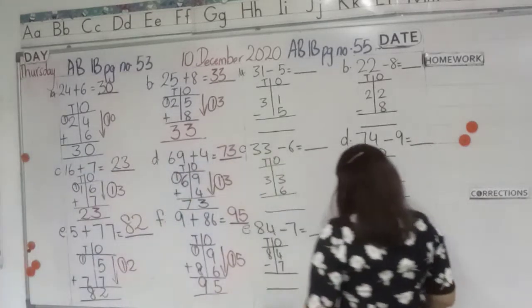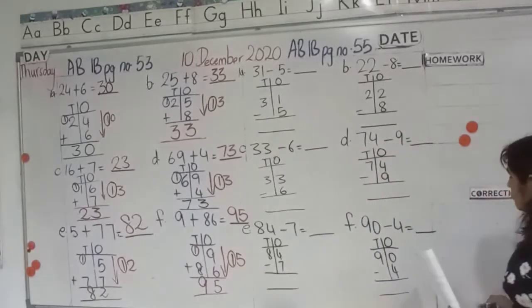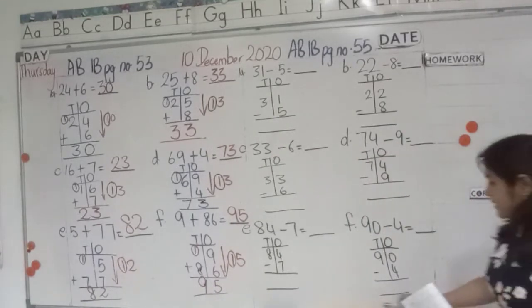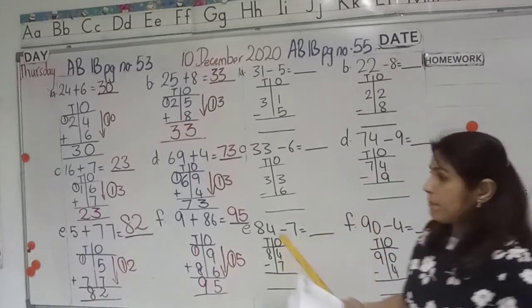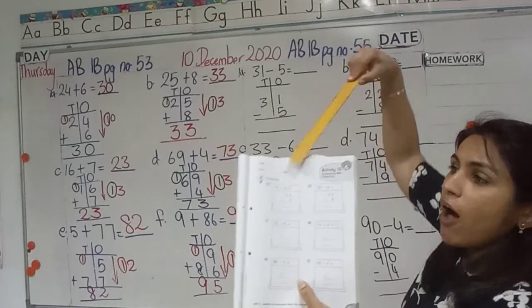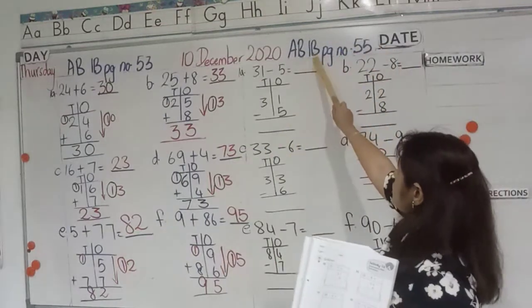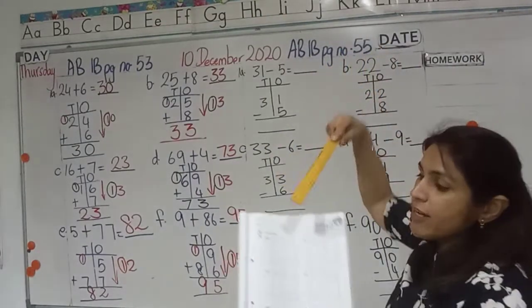parts, that is addition and subtraction. So page number 53 was on addition and this page is on subtraction. Open up to your page number 55. I've written here activity book page number 55.